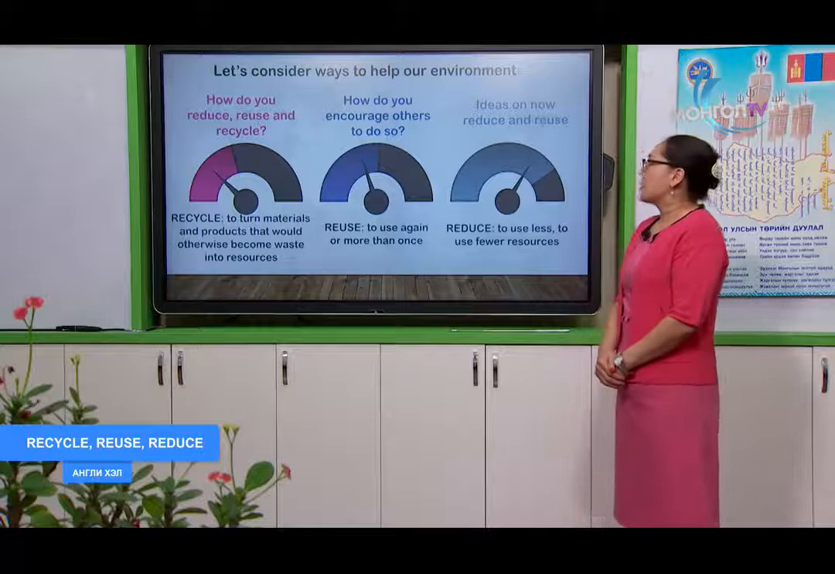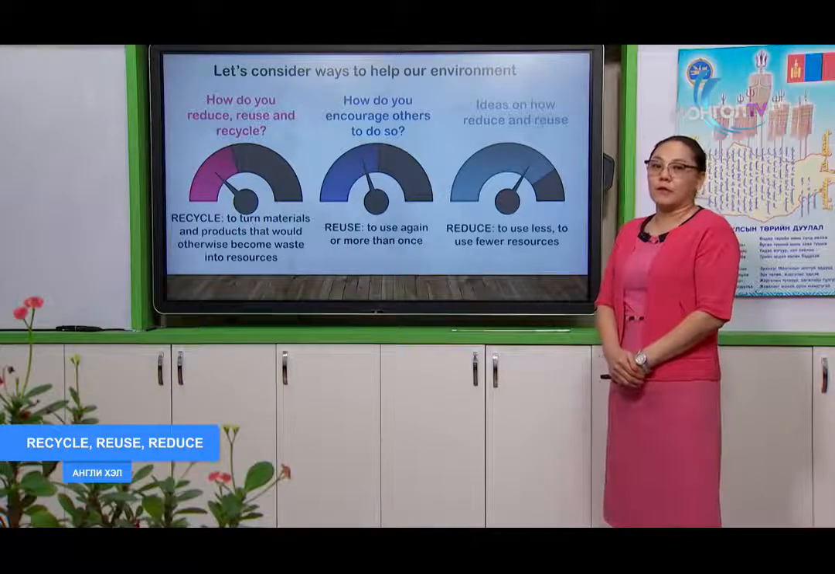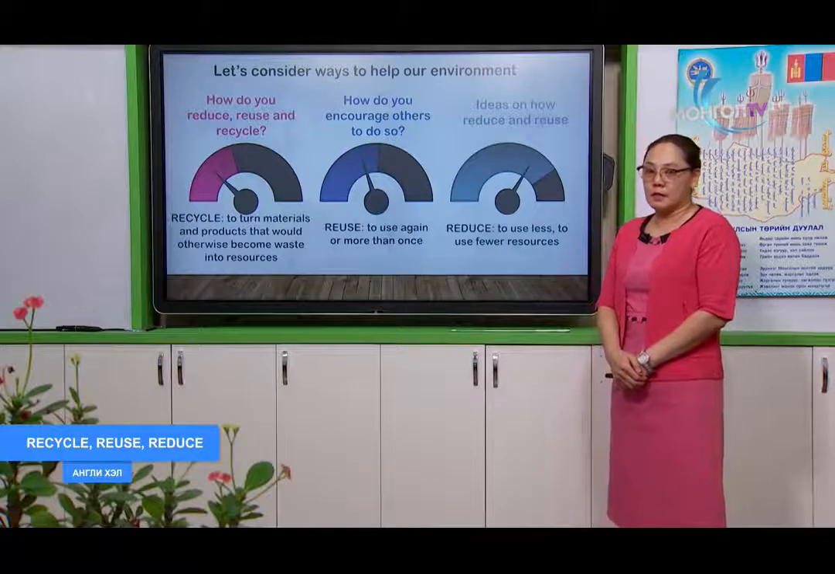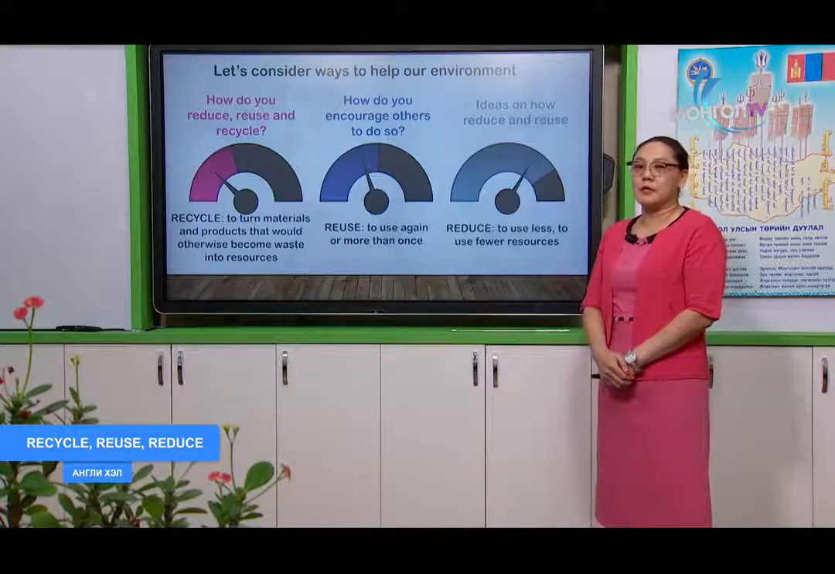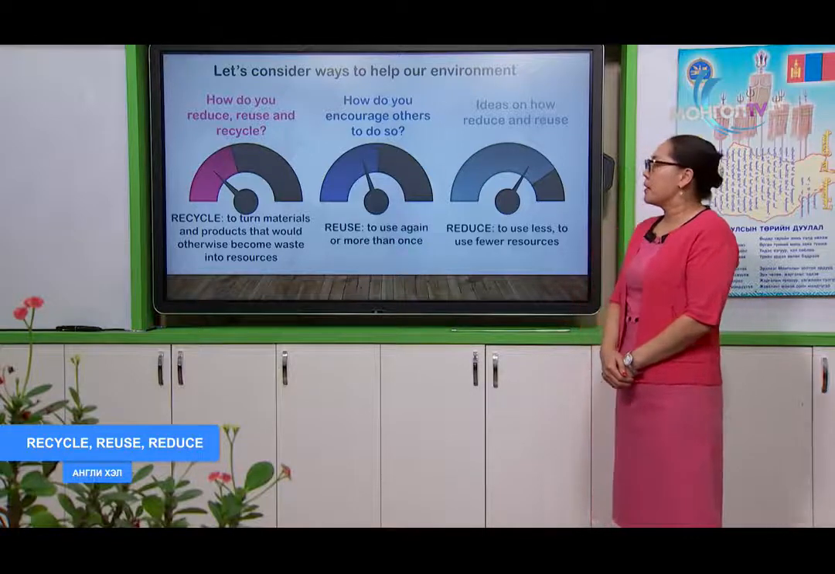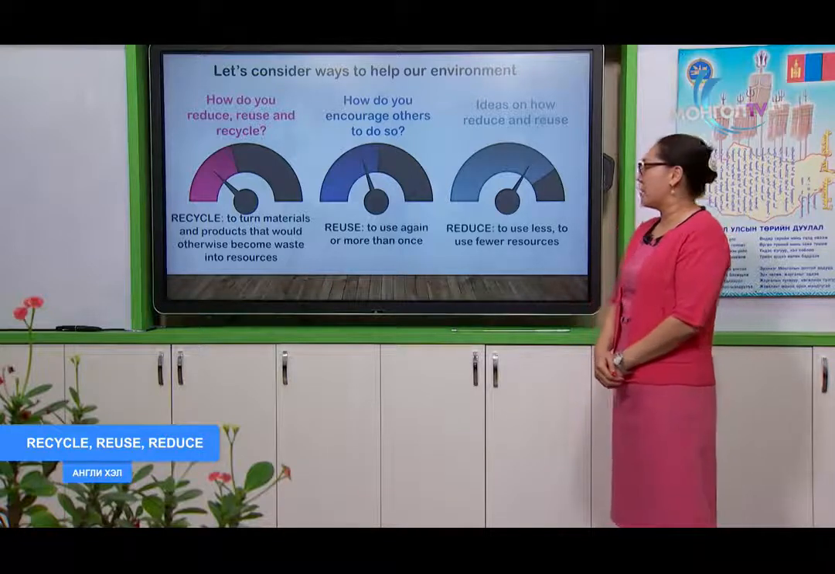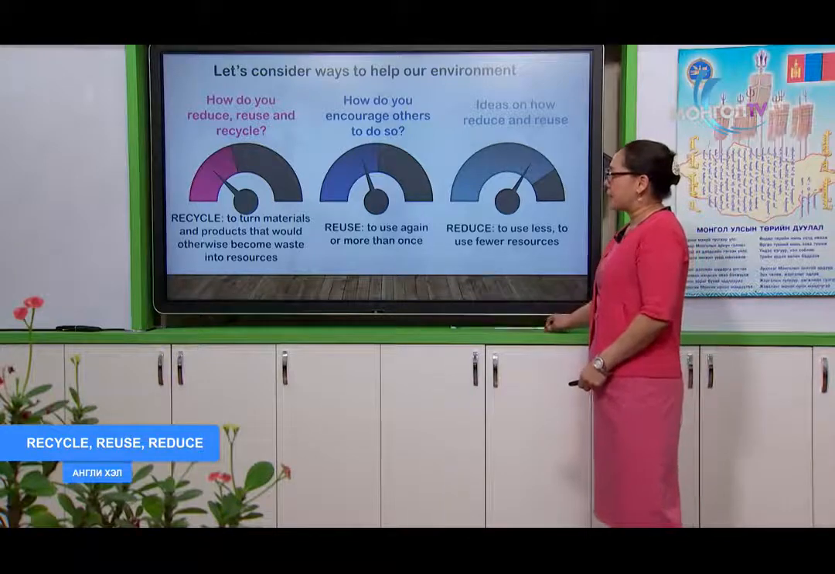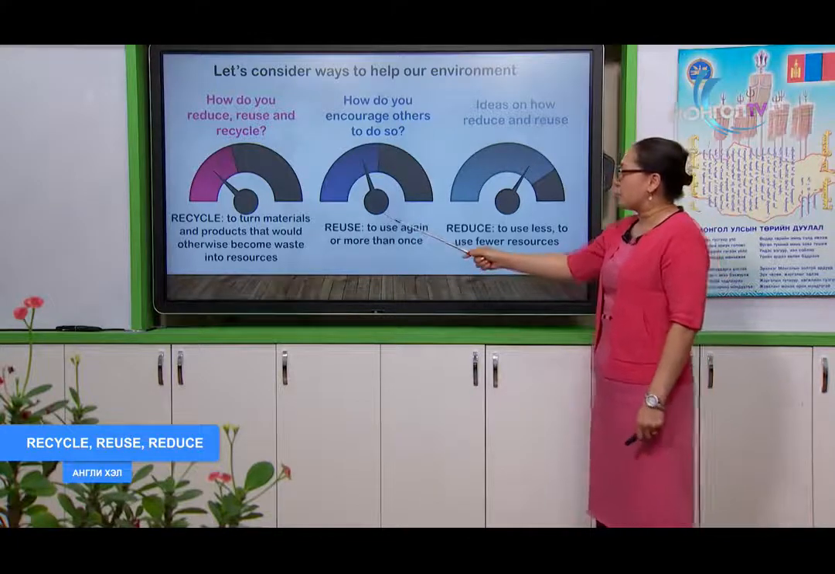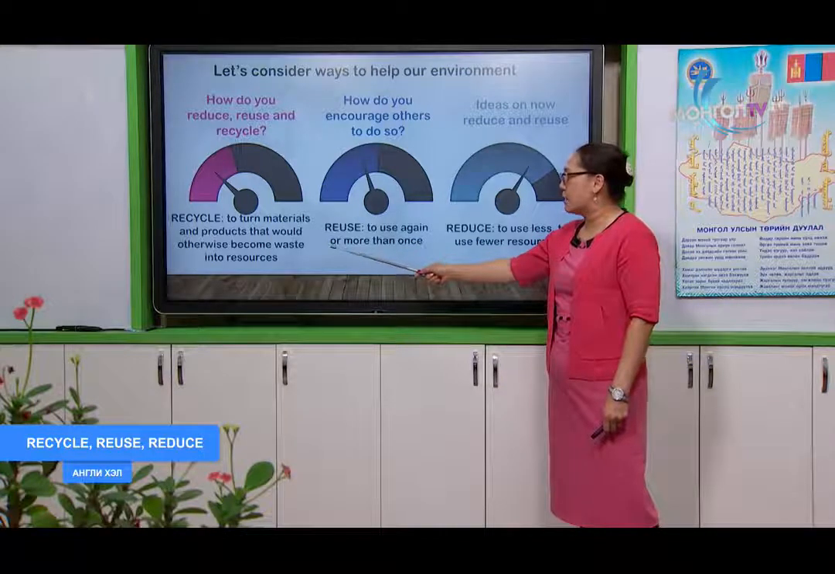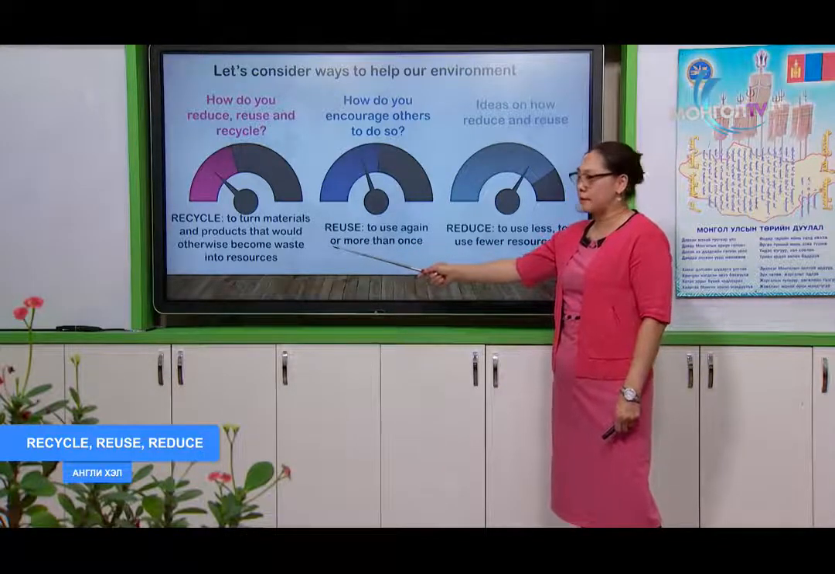Let's consider ways to help the environment. The environment is very important nowadays because we have to save our environment to solve our problems. Before starting the questions, I have three words to explain, the first being recycle. Recycle means to turn materials and products that would otherwise become waste into resources.